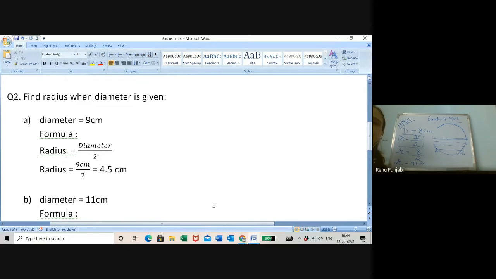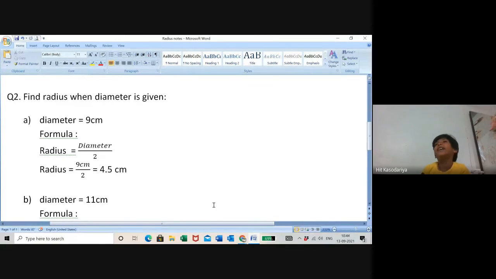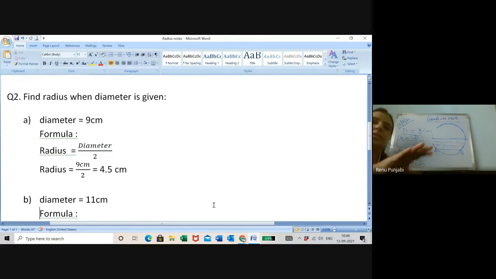Yes, next will be given by Hit. Give me the answer. Ma'am, the radius is 300 centimeter and multiplied by 2, the diameter is 600 centimeter. Very good.